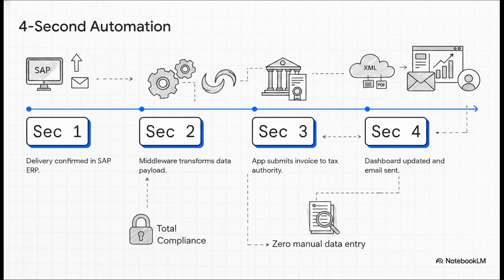Let's watch the timeline. Second 1, SAP marks the order complete and publishes an invoice request. Second 2, the middleware catches it, validates it, and transforms the SAP data into the exact format needed. Second 3, the invoice app receives it, creates a digital signature, and submits it straight to the government tax authority for approval. Second 4, the provider sends back the official XML and PDF, the middleware updates the SAP dashboard so finance sees it instantly, and the customer gets an email with their invoice.